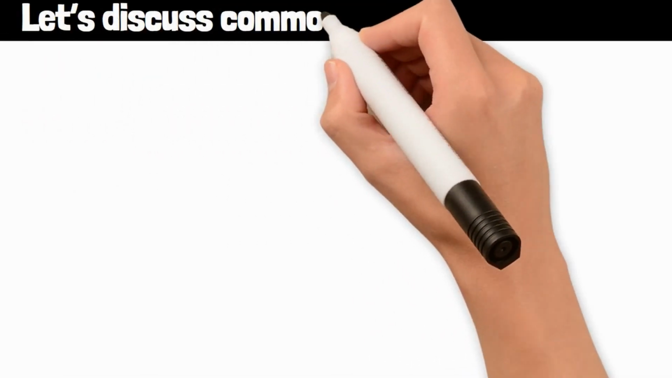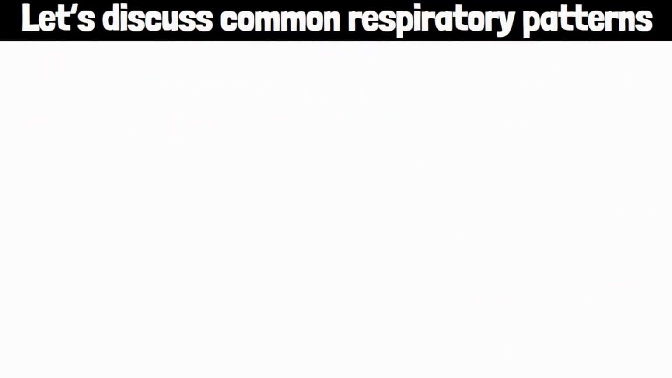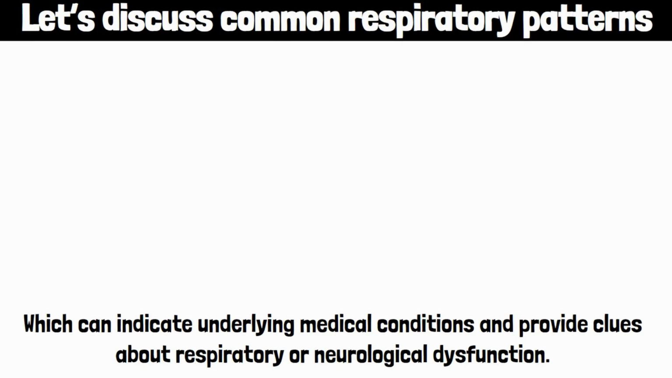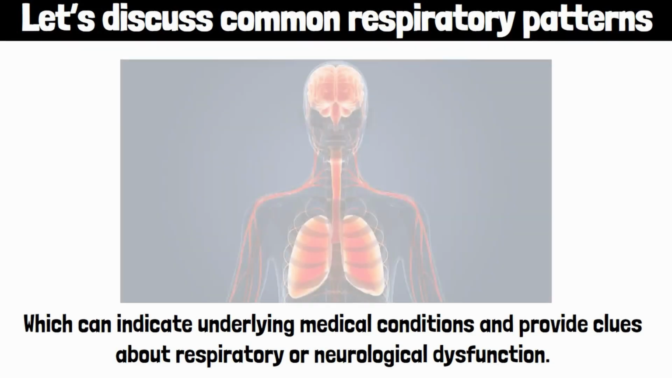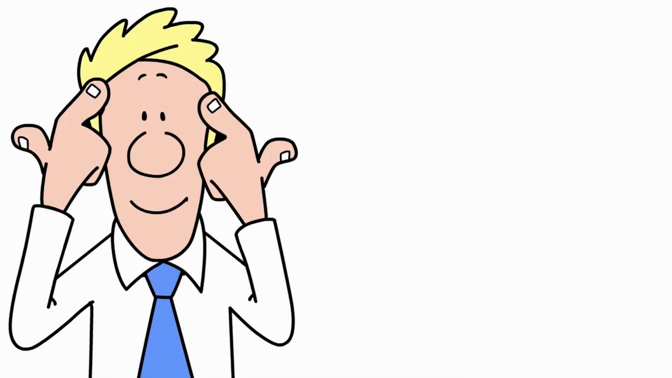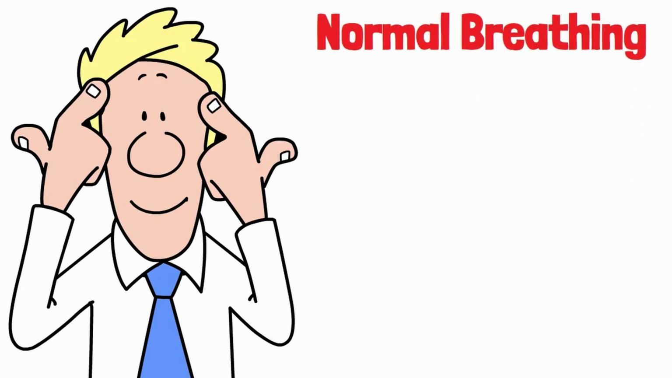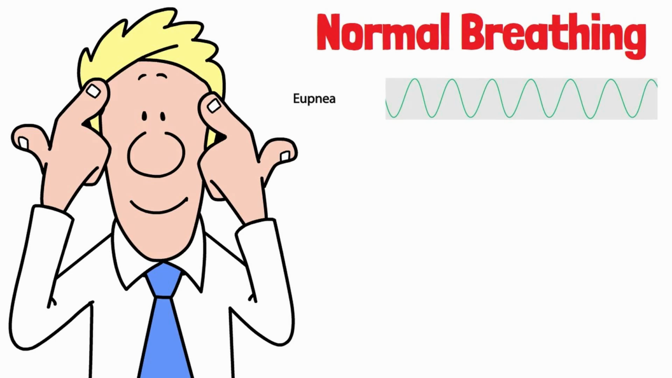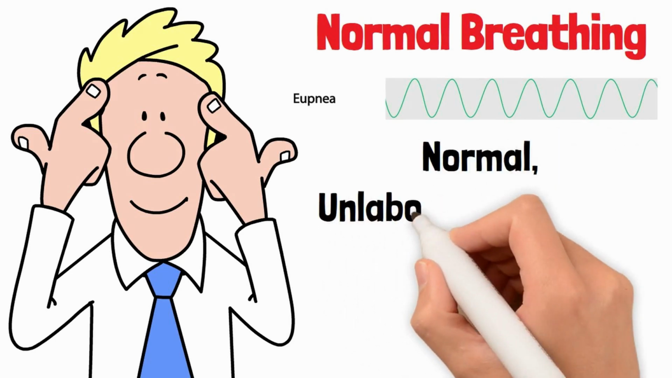Let's discuss common respiratory patterns, which can indicate underlying medical conditions and provide clues about respiratory or neurological dysfunction. Here are the key concepts that you should know about respiratory patterns. We'll start off with normal breathing. A normal breathing pattern is called eupnea. This term is used to describe normal, unlabored breathing.